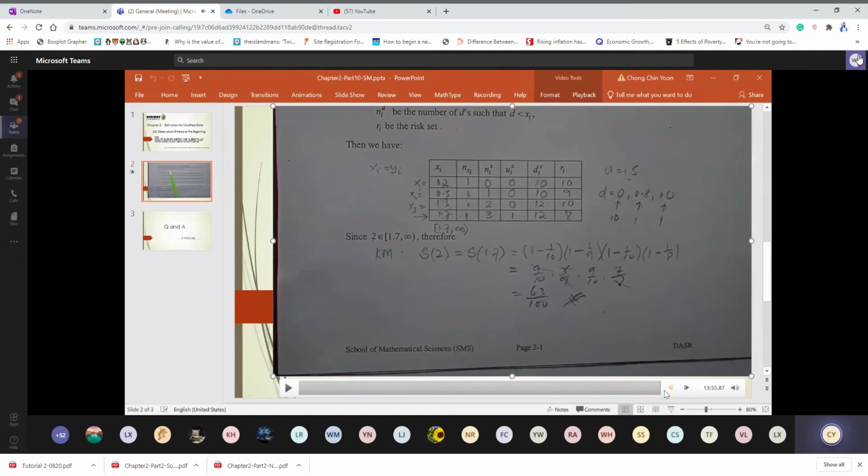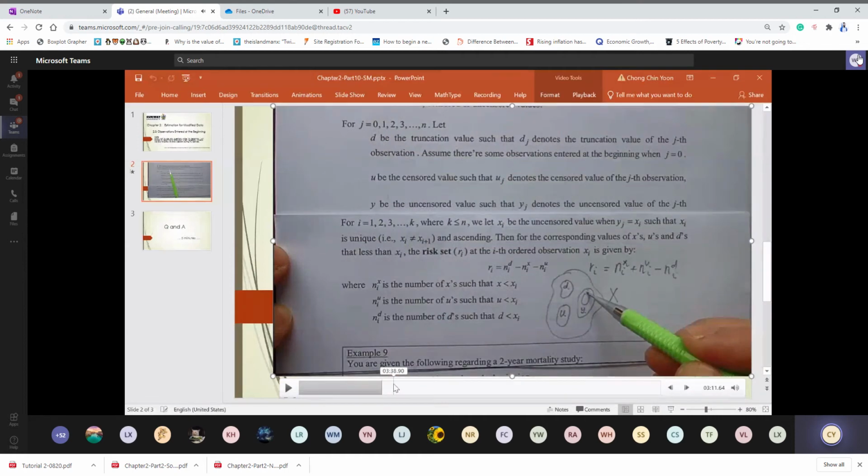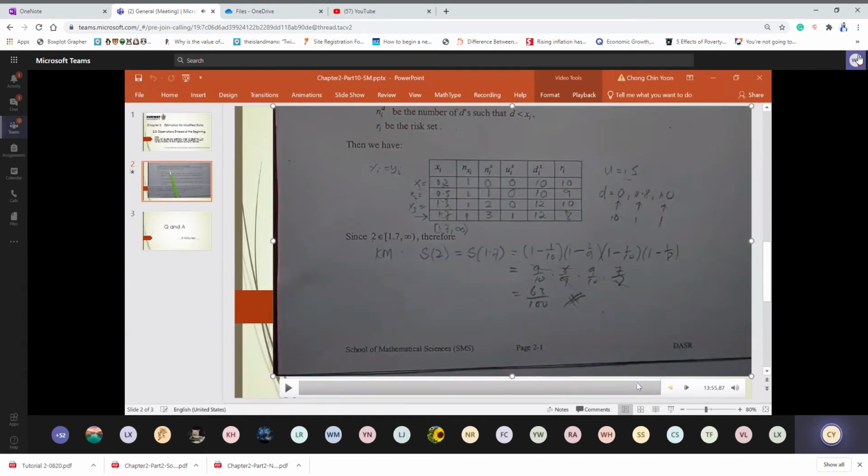Now remember, class, for this problem, you have to understand that enter at the beginning, definitely your D is 0. This is a truncation. Enter is referred to the truncation. Terminate, surrender, all these are referred to the U. Definitely it is referred to the uncensored value, that is either X or Y. So we have to take note. Okay, for this example done, let's move to the next example.